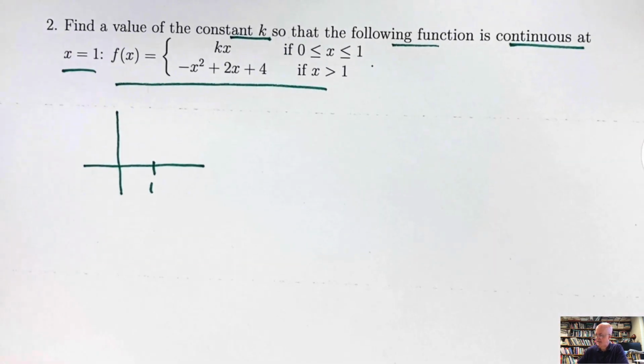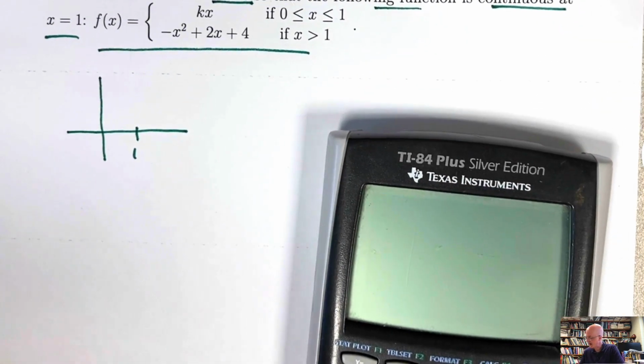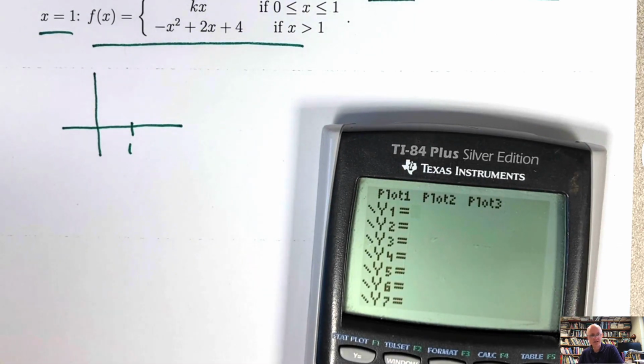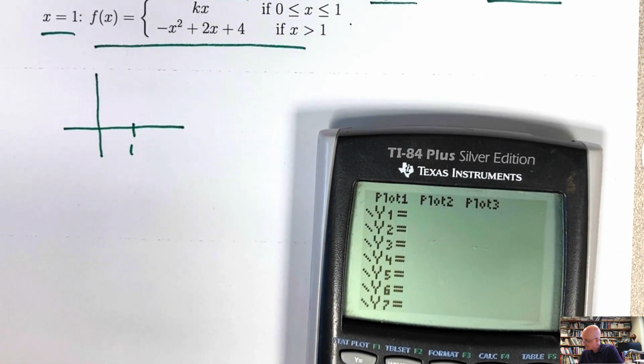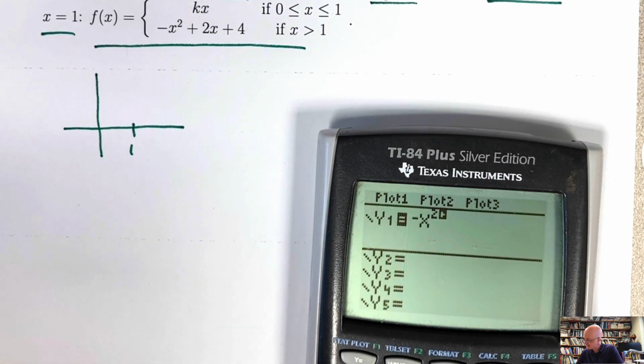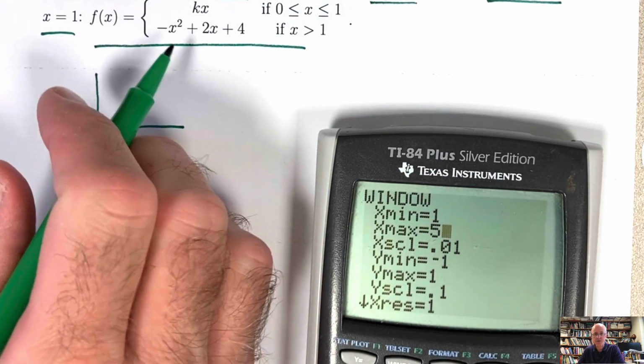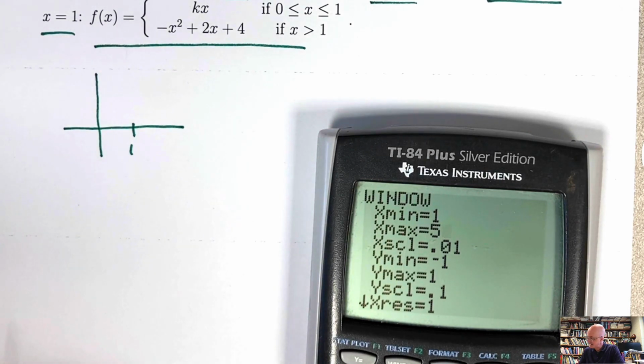Let's go ahead and use the technology that we have to make that graph, though we will only focus on the part where x is greater than 1. So we have negative x squared plus 2x plus 4. Window will start x at 1 and we'll go to say 5 or something. It is going to be a parabola opening downward because the coefficient of x squared is negative.